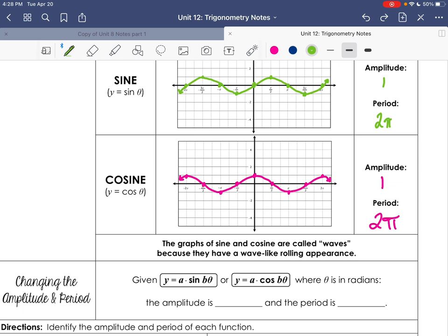The graphs of sine and cosine are called waves because they have a wave-like rolling appearance. And you probably know that. You've seen that in science class for sure.